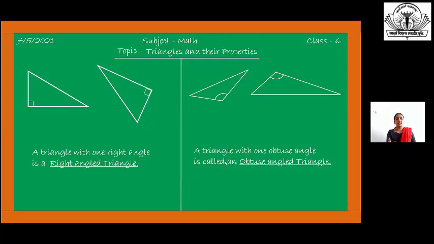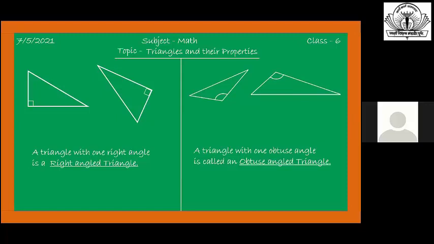So such a triangle is called an obtuse angled triangle. Okay, so is this clear? These were the three types based on the types of angles which a triangle has. Which were the three types which we saw based on angles? Acute, obtuse, and right.